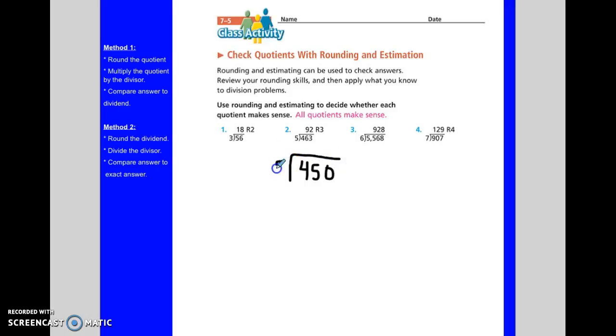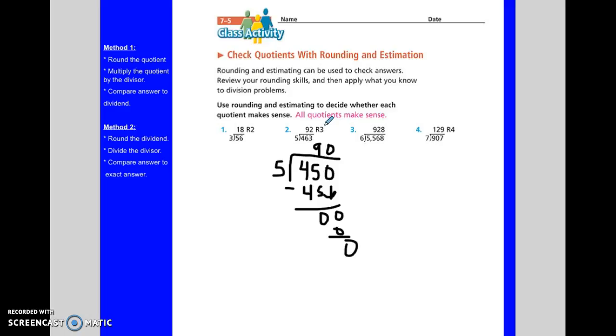And I put my 5 out front, and I go ahead and do my division. 5 goes into 45 9 times. 9 times 5 is 45. I subtract, get my 0, I bring it on down, bring my 0 down, and then I divide again. 5 goes into 0 0 times, and then 5 times 0 is 0, so I have no remainder. So I get 90. Which again is really close to my quotient, what was 92 remainder of 3. So I'm going to say that they're close enough.